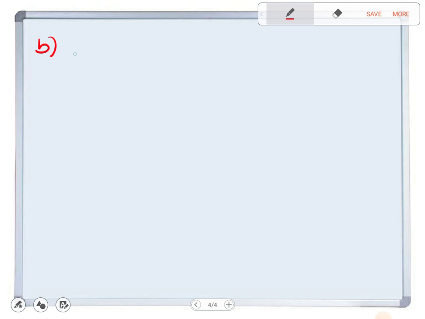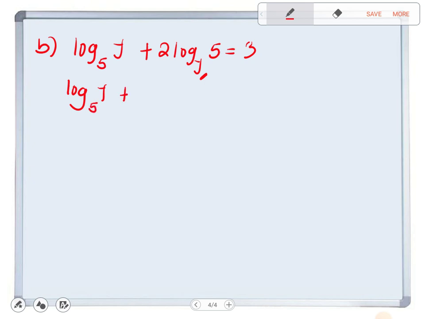Okay, number B was log base 5 of y plus 2. Now here we've got base y equal to 5 and is equal to 3. So we are going to change this one here to base 5 because we know we need a common base. So we end up having log y base 5 plus this 2 goes back there, becomes log 5 squared. I'm just trying to first change it to that level.